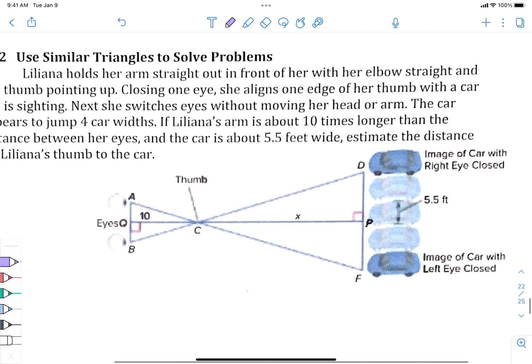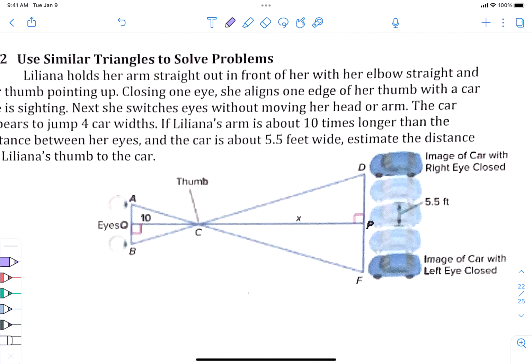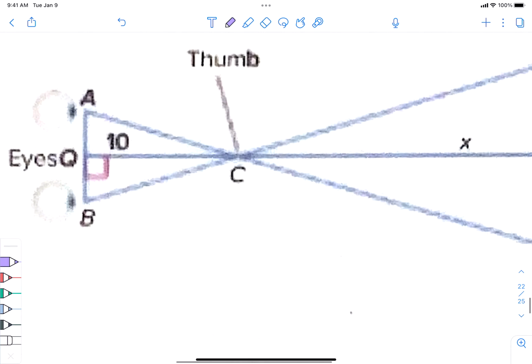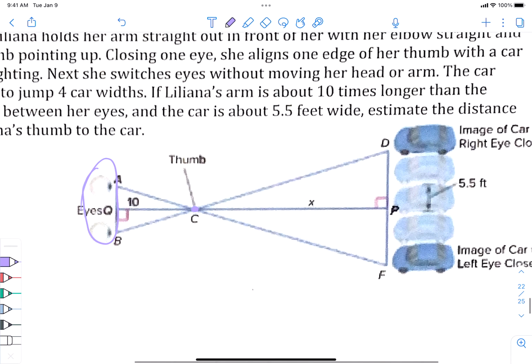Okay, let's go to this one. I like this diagram. Liliana holds her arms straight out, and this is where her thumb is located, and her eyeballs are right here. The first period class said, I hope her eyeballs are not proportionate to the cars. Her eyeball is like half the size of a car. Anyway, we've got these things going on here.